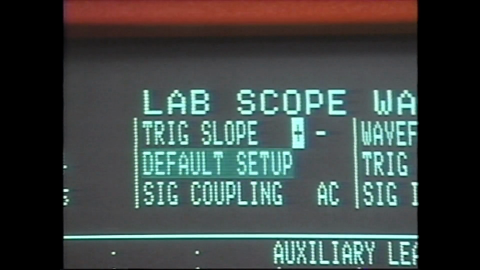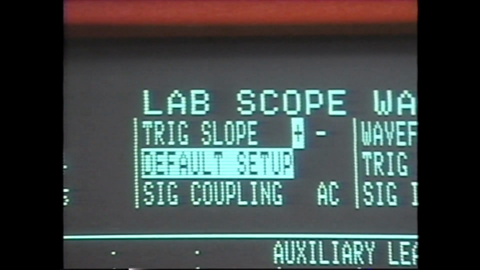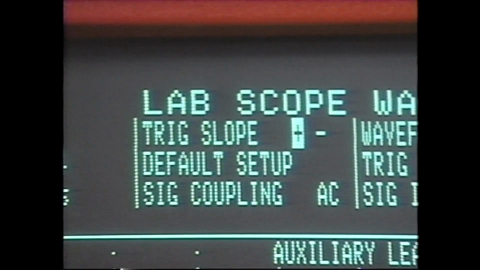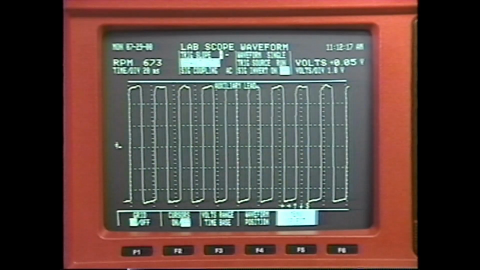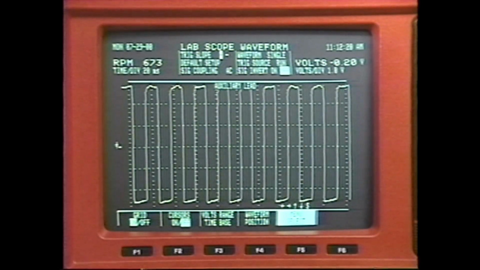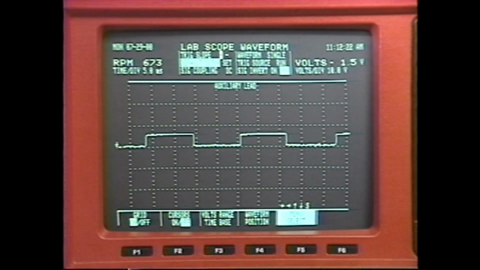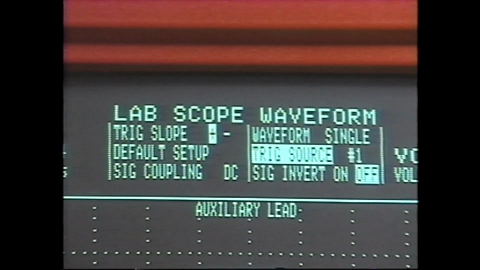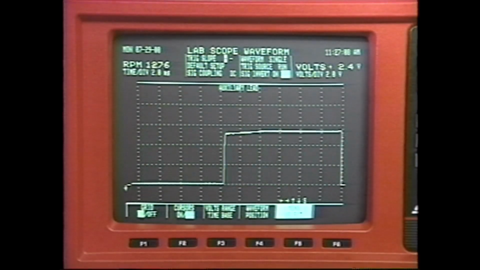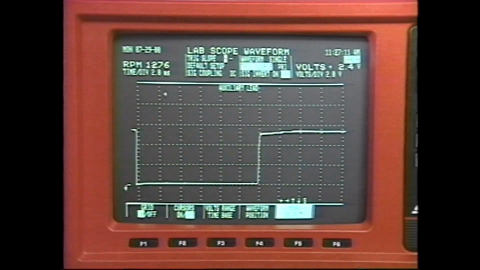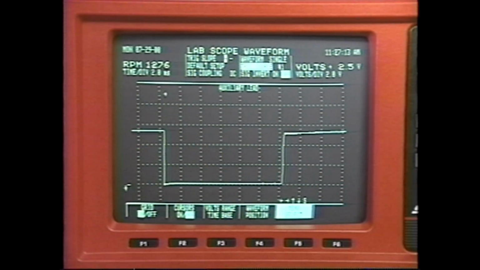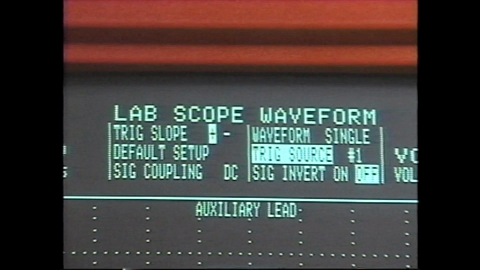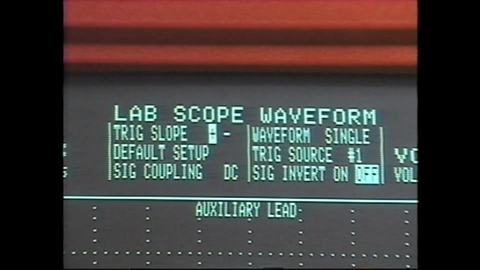The default setup will help you display a waveform on the screen by having specific parameters preset. If you don't know how to adjust a waveform, or if the waveform seems to be out of control, use the default parameters. To stabilize the waveform, use one of the trigger source options to synchronize it with another signal. If the signal is synchronous to specific engine events, like the firing of number 1 cylinder, trigger it from the number 1 spark plug wire lead, or the secondary or primary ignition leads.